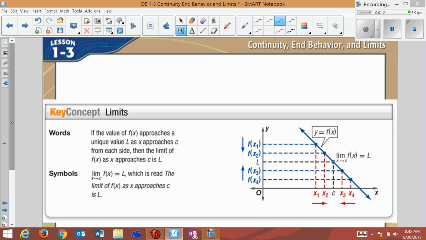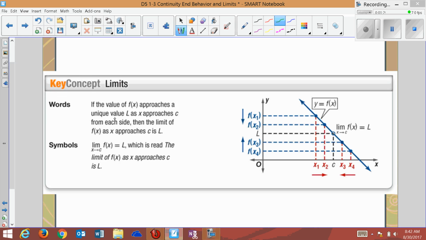A limit. Here's what the actual definition of a limit is. It says the value of f of x approaches a unique value L as x approaches c from each side. The limit of f of x as x approaches c is L. Now that's really, really confusing. Here's how it looks as a symbol.